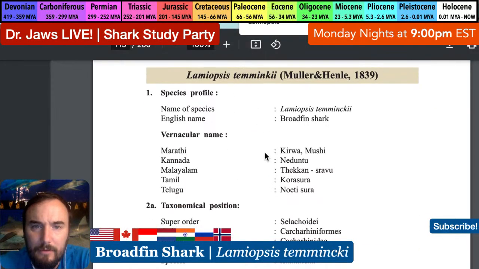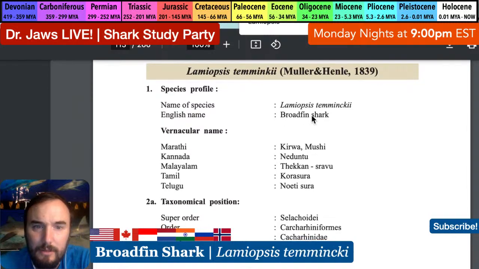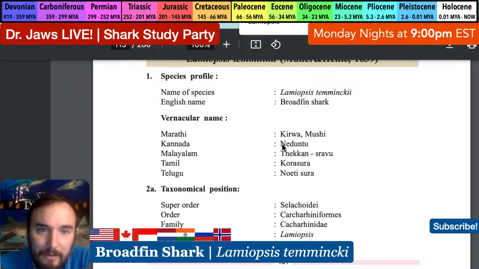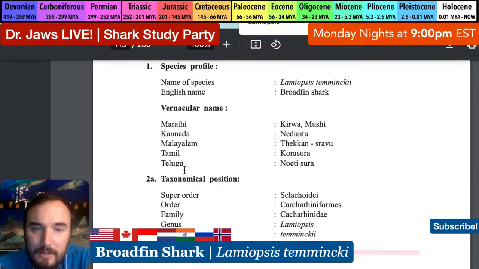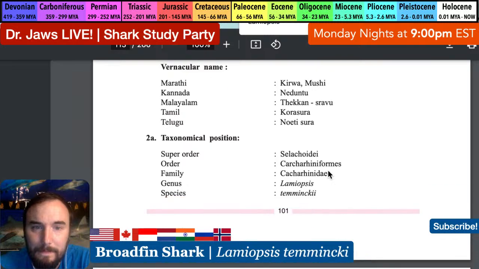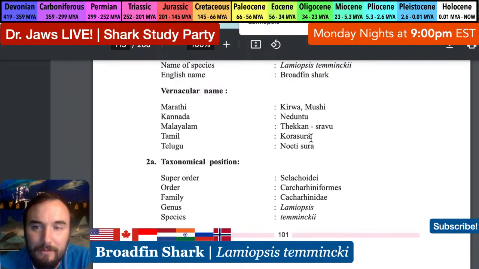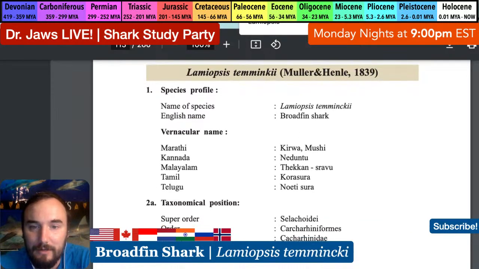So species profile for Lamiopsis temminckii, the broadfin shark. Vernacular names in Marathi is Kirwa or Mushi. I like Mushi. Kannada is Ndontu. Malayalam is Thakan Sravu. Tamil is Korasura. I like that one a lot, actually. And Telugu is Noti Sura. So Korasura is probably my favorite vernacular name for the species. It's really cool to see local names for sharks. I actually really enjoy seeing that.